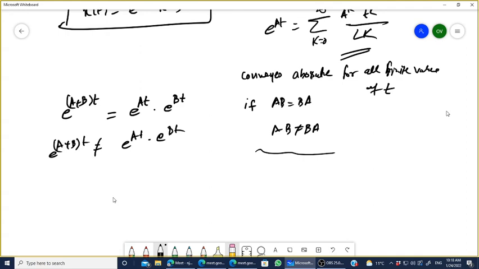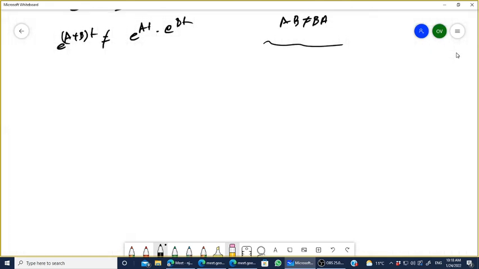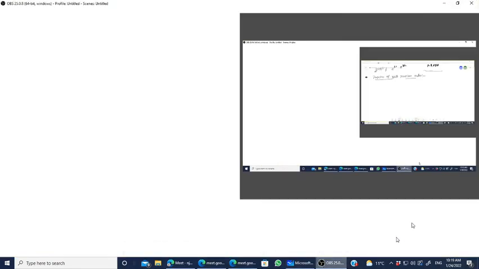So I am now coming to the properties of the state transition matrix. State transition matrix is very, very important and may be asked in the exam. So these are the properties of the state transition matrix. Okay. So I am stopping here.